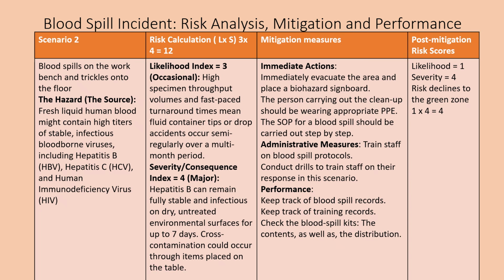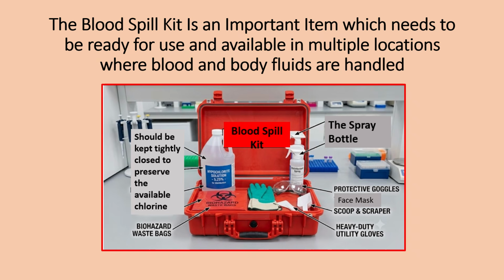Post-mitigation risk scores. The likelihood drops to 1. The severity remains as 4. And the risk declines to the green zone. 1 multiplied by 4 is equal to 4. The blood spill kit is an important item which needs to be ready for use and available in multiple locations wherever blood and body fluids are handled.